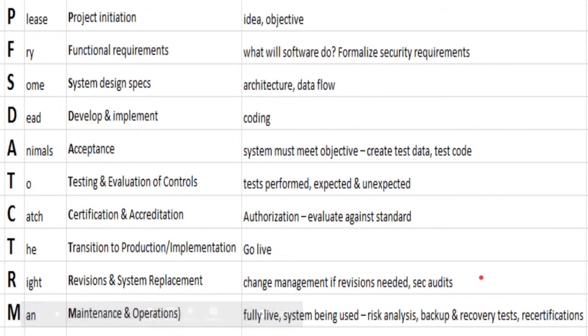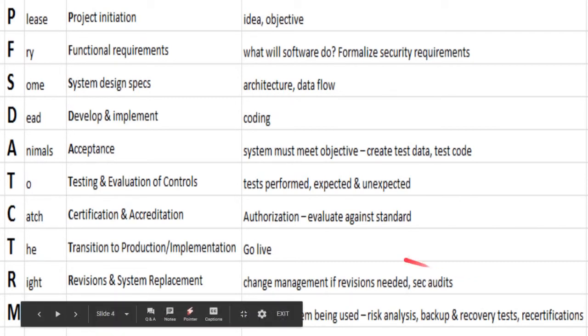And the last phase, maintenance and operations. This is where the system is fully live, the system is being used by your organization, and where risk analysis, backup and recovery testing occurs, and recertifications. Basically the repetition of the certification and accreditation phase here.